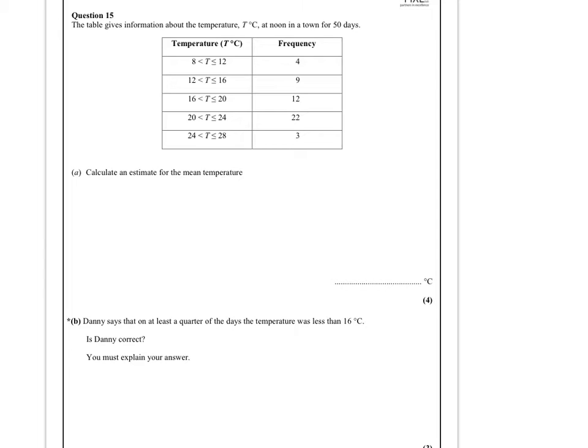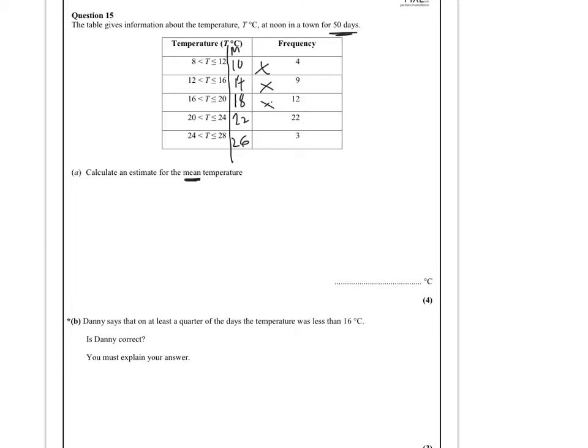Question 15. The table gives information about the temperature at noon in a town for 50 days. And part A asks us to calculate an estimate for the mean temperature. So we're going to be estimating a mean from this group data. And the way that we do that is by stating the midpoint of each group. So I'm going to do that now for each one. This one will be 10, 14, 18, 22 and 26. And then with those, we're then going to multiply our midpoints by the frequency.